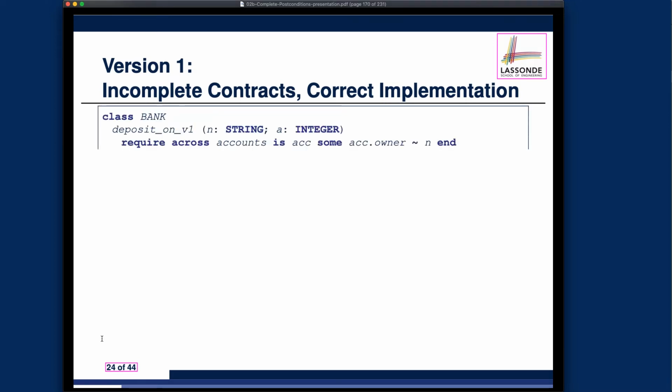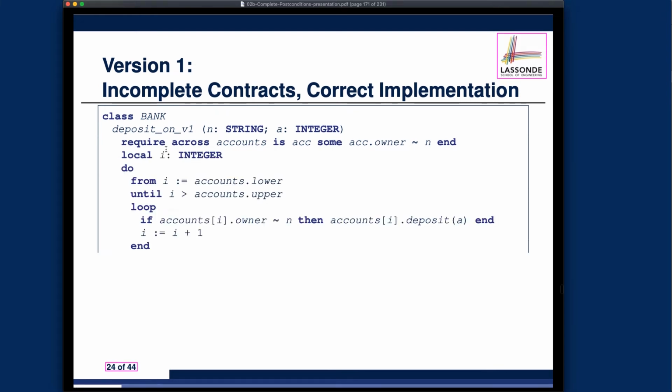So we have the bank. So now you can see that there's deposit on version 1 over here. Deposit into, for example, Bill or Steve, and then some amount. And then the precondition over there, we can add some precondition if you wish. So now this is the correct implementation. Let me just go over very quickly. It's very easy. So now we have a dummy local variable for the loop, and then we just have a from until loop over here.